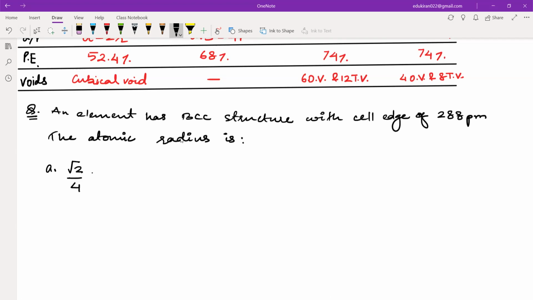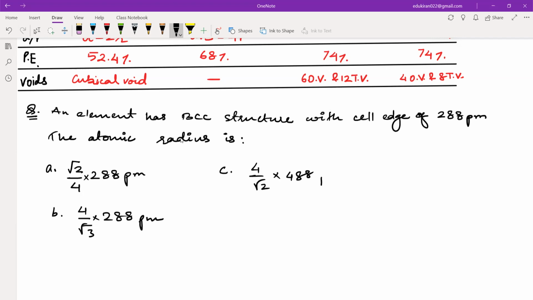So 2 by 4 into 288 picometer, or 4 by root 3 into 288 picometer. C option is 4 by root 2 into 288 picometer. Then you have the option that is root 3 by 4 into 288 picometer.